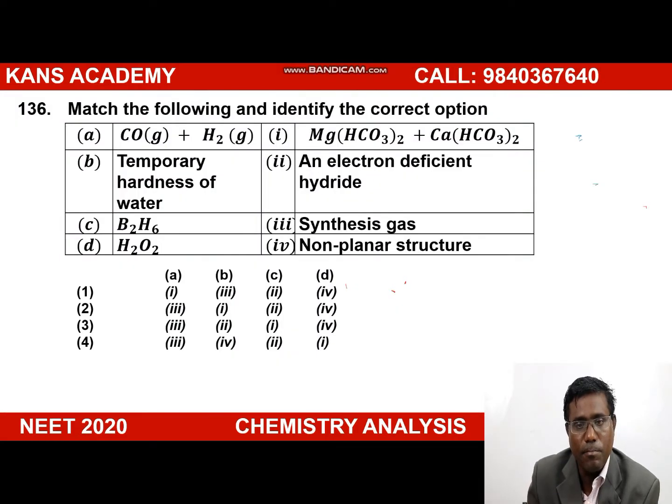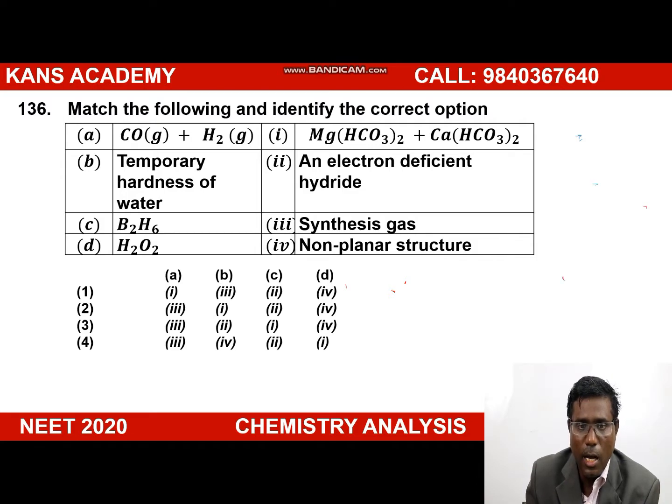Carbon monoxide plus hydrogen is a synthesis gas, or we can call it water gas. And B option, temporary hardness of water. Temporary hardness of water is nothing but bicarbonate salt of magnesium and calcium. So obviously this is the B answer.